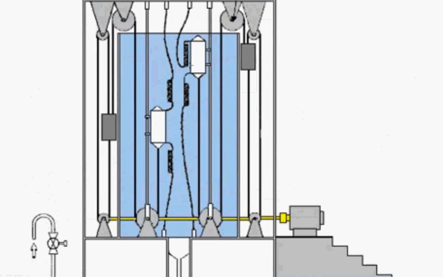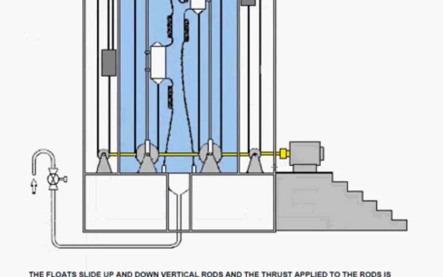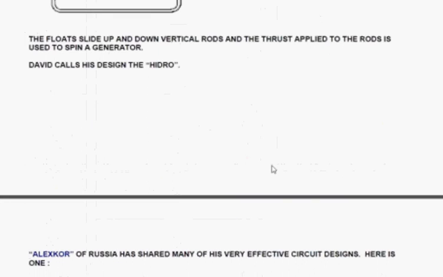When these tanks are filled with air, they want to float, so they move upwards. But as they move upwards, they drag with them a wire which is counterbalanced. And you have one float going up and one float going down. When they get to the top, they're filled with water. When they get to the bottom, they're filled with air. And the entire system then spins a generator.